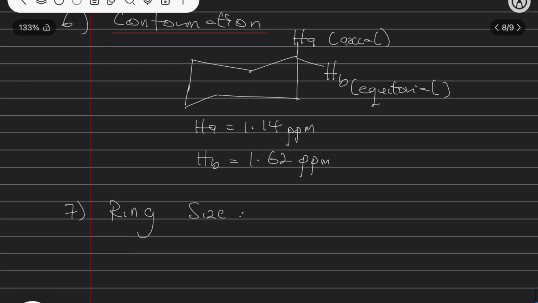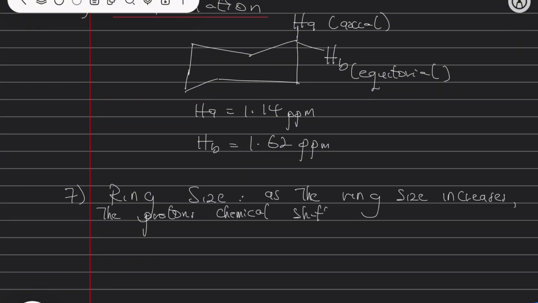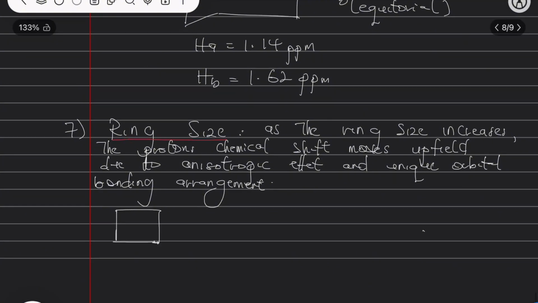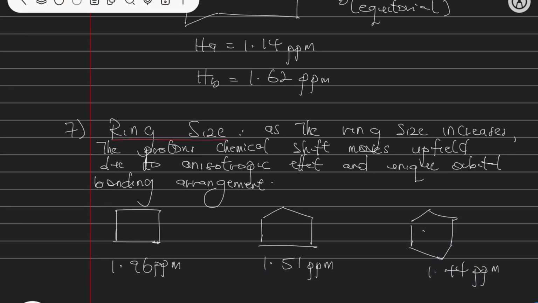Ring size is also an important factor that affects proton chemical shift. As the ring size increases, the proton chemical shift moves upfield due to anisotropic effects and unique orbital bonding arrangement. Let us examine these examples below. As the ring size increases from cyclobutane to cyclopentane and down to cyclohexane, we observe a decrease in the chemical shift towards upfield, from 1.96 ppm for cyclobutane to 1.50 ppm in cyclopentane and to 1.44 ppm in cyclohexane.